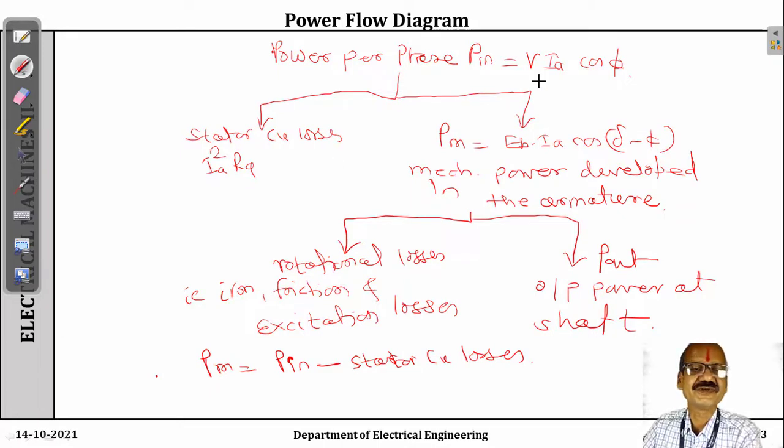The power input minus stator copper losses. The remainder is mechanical power developed in the armature. If you subtract the rotational losses, that is iron, friction and excitation losses, the remainder is the power output at the shaft.